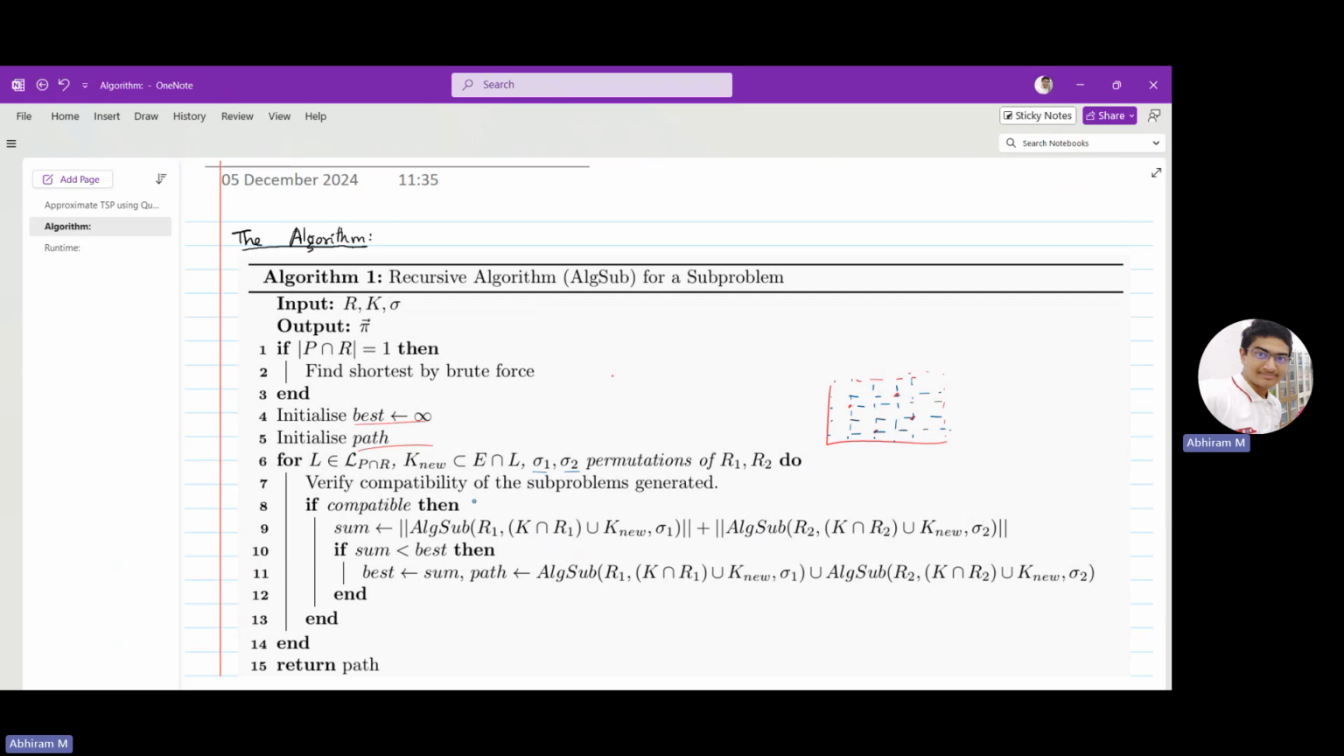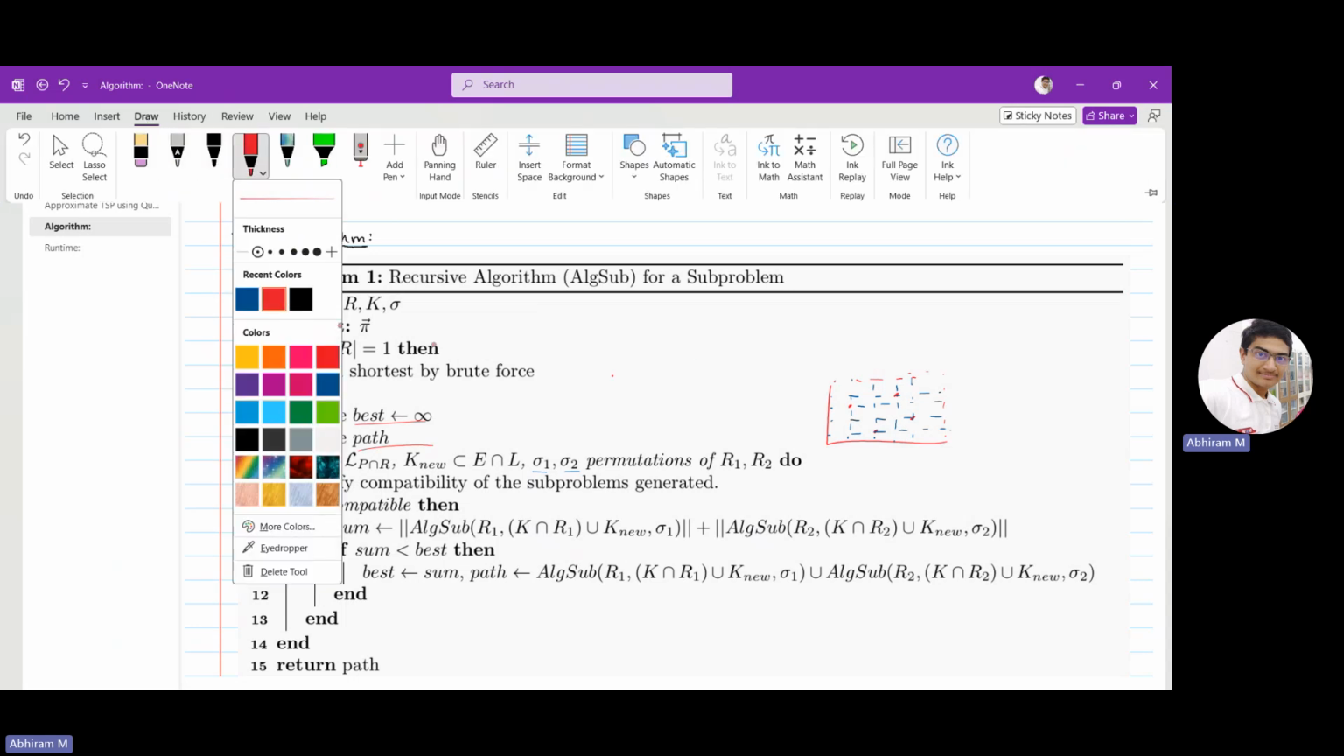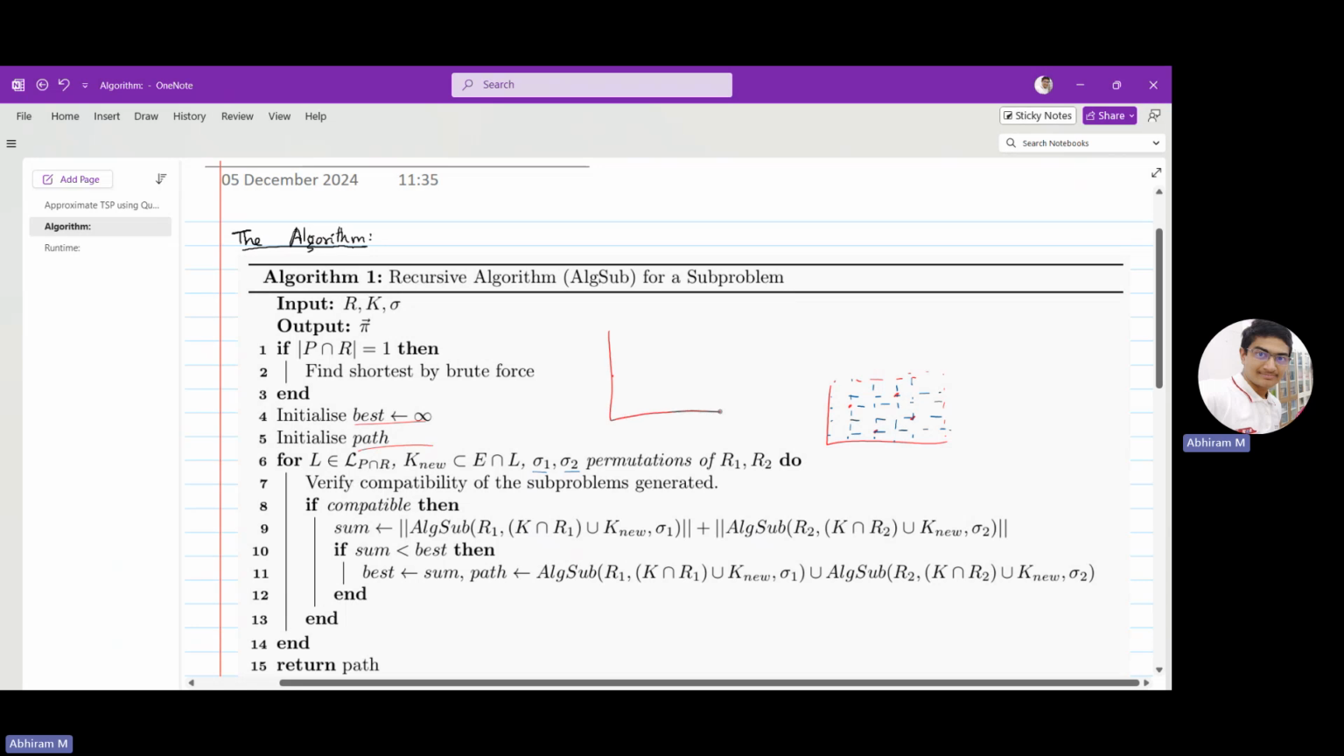So first, I need to verify the compatibility of sigma 1 and sigma 2. What verifying compatibility means is going to be an important thing, and we'll keep doing this. So let us say that this was my subproblem, and I had K1 here and say K2 here. Now if I pick this to be my line, this was for this subproblem, and now I need to define the K1 and K2 for these smaller rectangles, right?